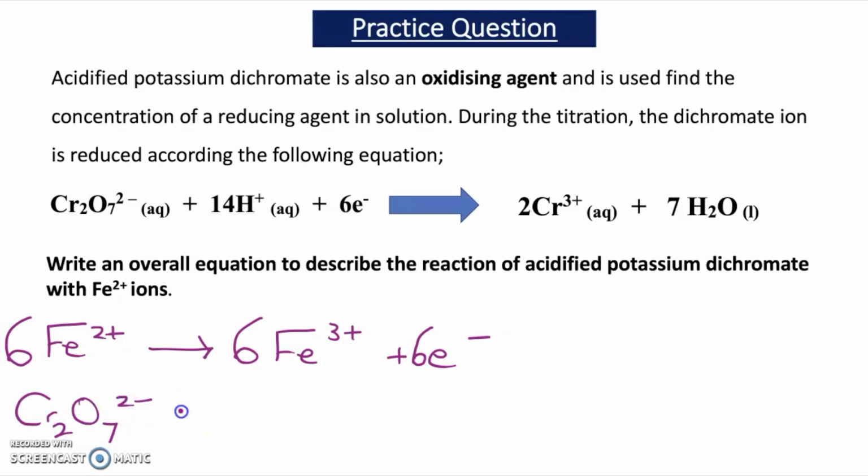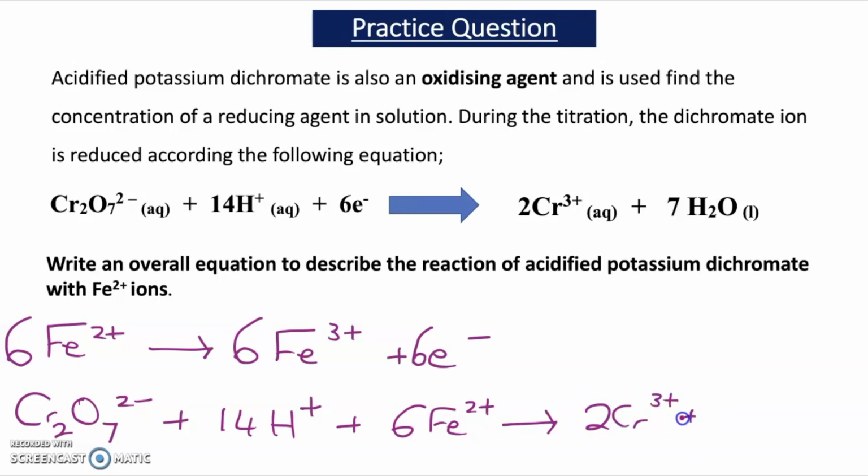cancel out. So it would be Cr2O7 2- plus 14H+ plus 6 Fe2+ goes to form 2 Cr3+ plus 7 H2O plus 6 Fe3+.